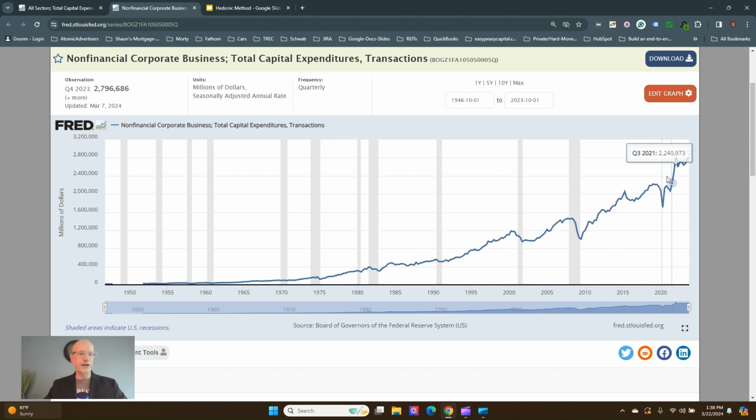Let's see what else we can look at. Here is our corporate business total capital expenditures. That's been just going up and up since 2020. It has been increasing. And then it dipped down here. So basically the labor market tightened up. A lot of overtime, a lot of money was spent on more productive labor, right? And now it's starting to creep back up and labor will go down a little bit.